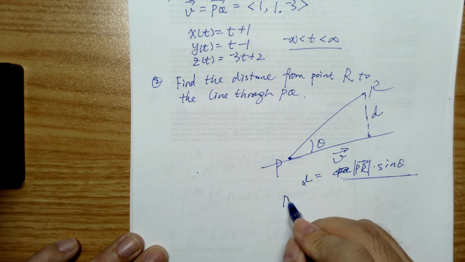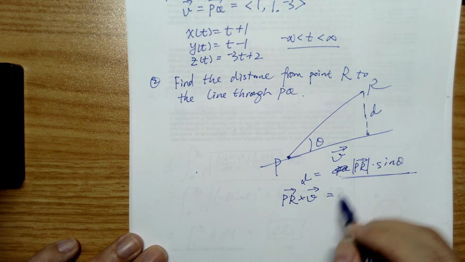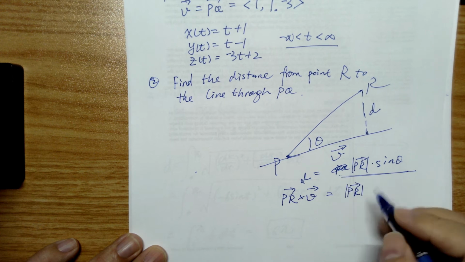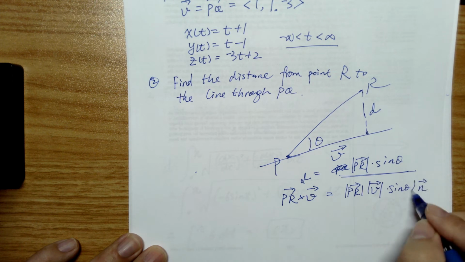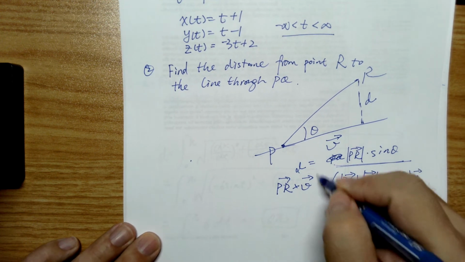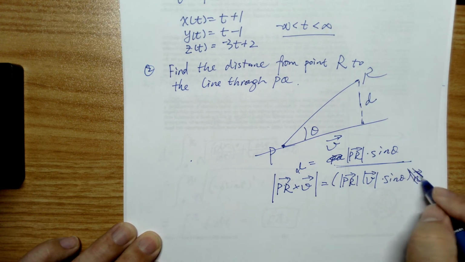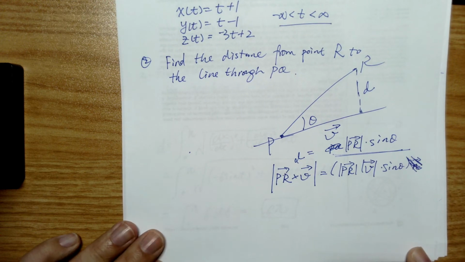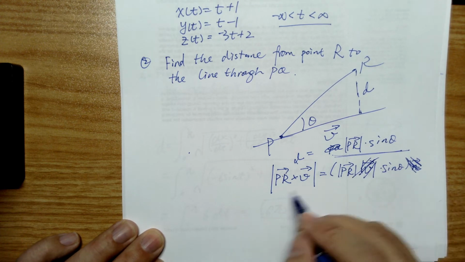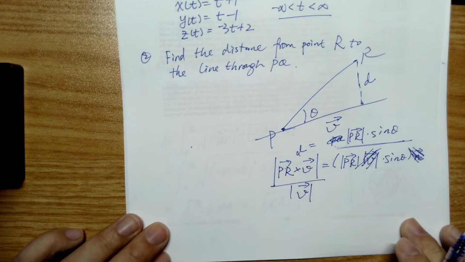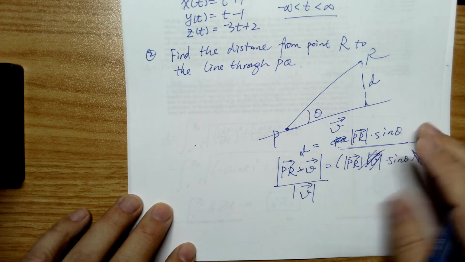So the PR cross vector V gives us the PR magnitude sine theta times this unit normal vector here. If we take the magnitude of this part, basically we drop to this guy, and look at what we want. If we divide it by the magnitude of V, we're good to go. So that's how we derive this formula here.